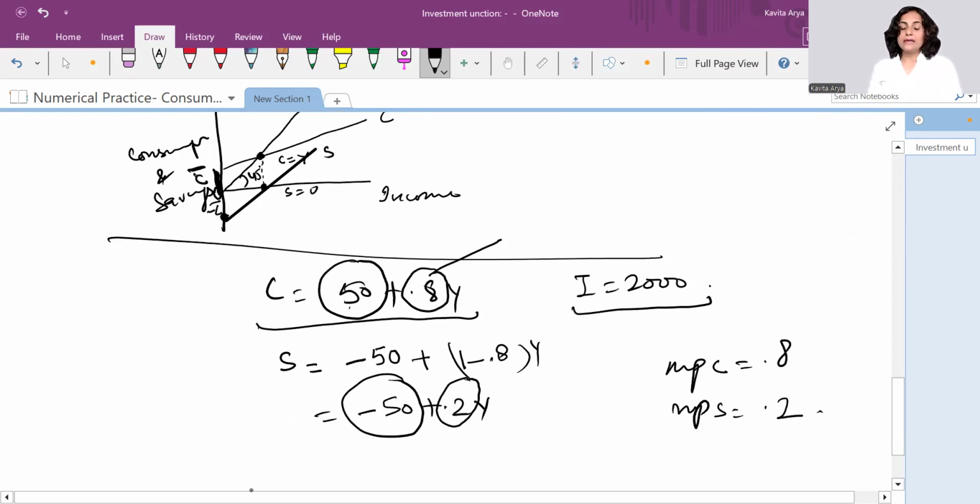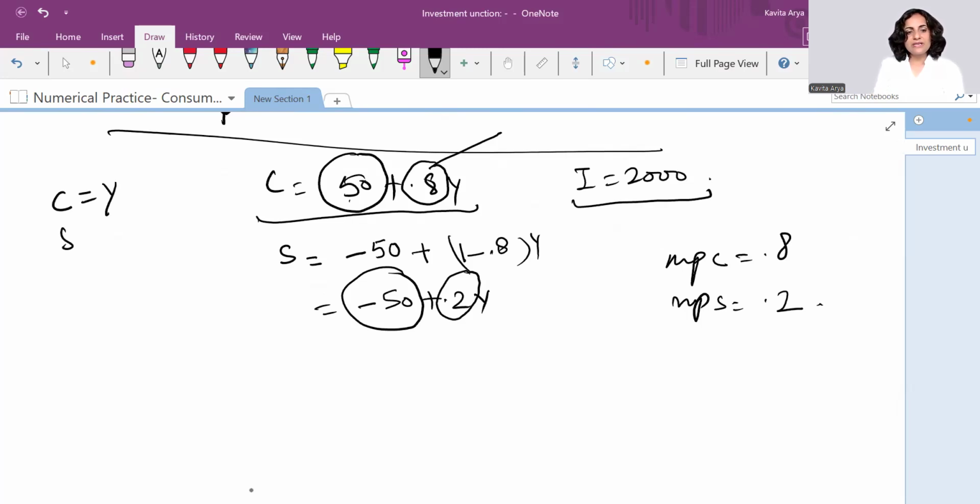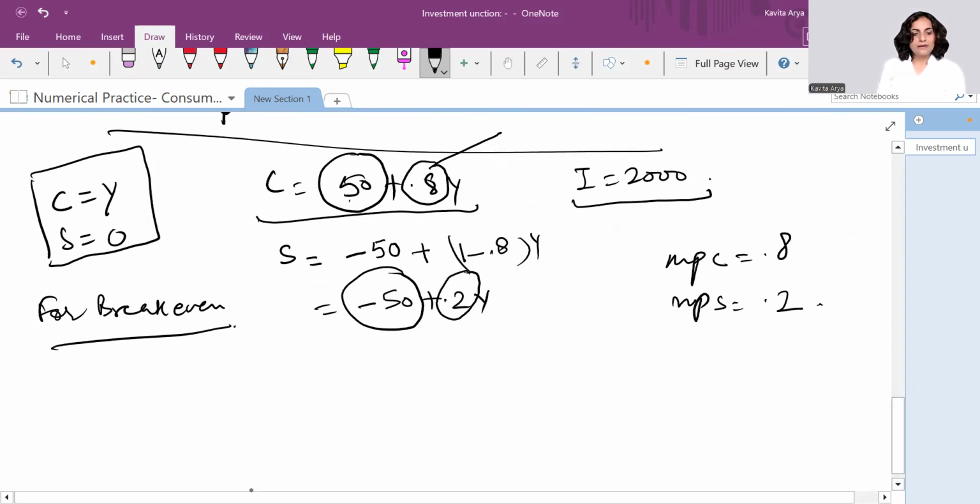Then they ask, can you find the value of the break-even level of income? Now, let's understand. Whenever we talk about break-even, as we mentioned in the beginning also, when income is what we consume or savings are zero, both situations give rise to the break-even point. So let us do it by both approaches. I'll put the C function equal to Y for break-even. So C is equal to Y, and C is 50 plus 0.8Y is equal to Y.